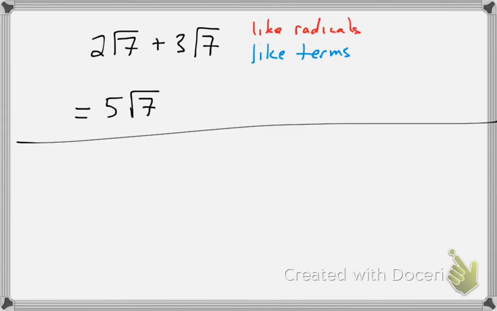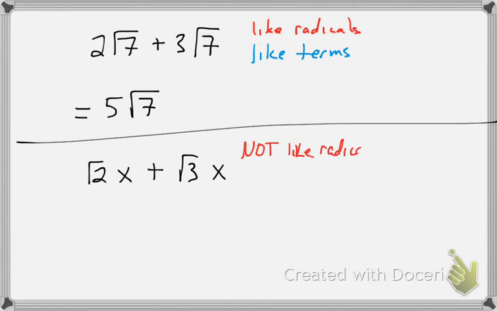Now let's compare this. If I have square root of 2 times x plus square root of 3 times x, are these like radicals? No. These are not like radicals. However, are they like terms? These are like terms. Okay? They're both x terms.